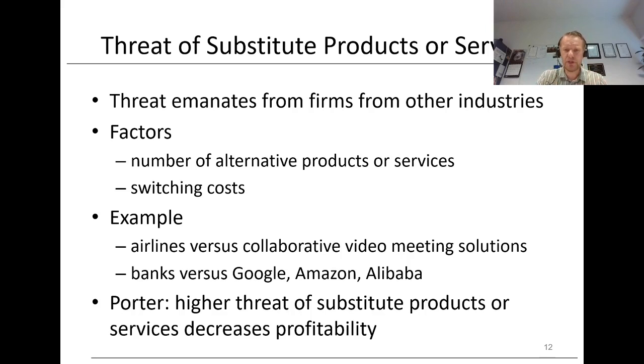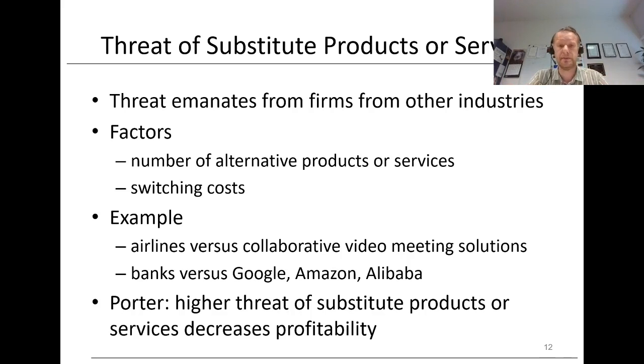What's the threat of substitute products or services? When we say threat of substitute products or services, we're predominantly looking at firms from other industries, right? Are there firms from other types of industries that all of a sudden start to gain ground in our industry? Because what we see right now is that the borders between particular types of industries more and more start to disappear. Think about airlines versus collaborative video meeting solutions. Totally different types of industries, and yet they affect one another.